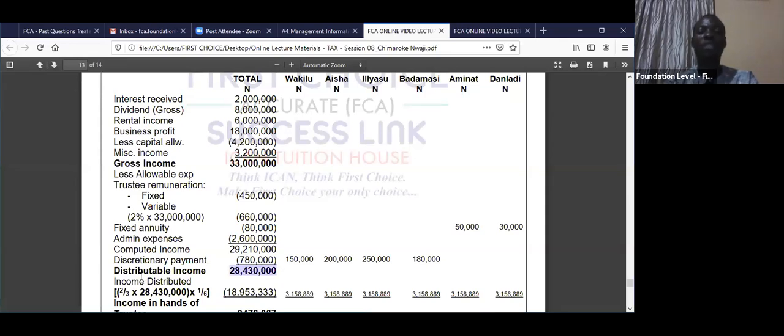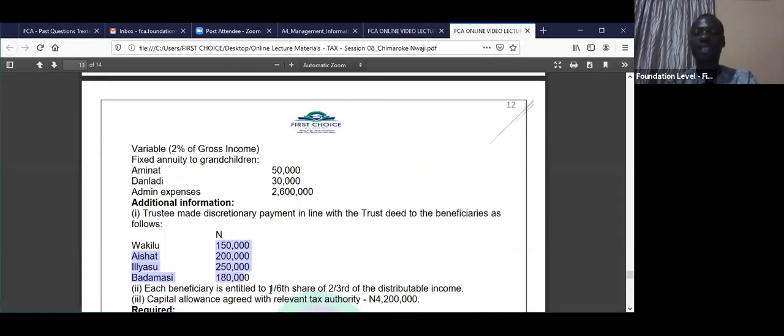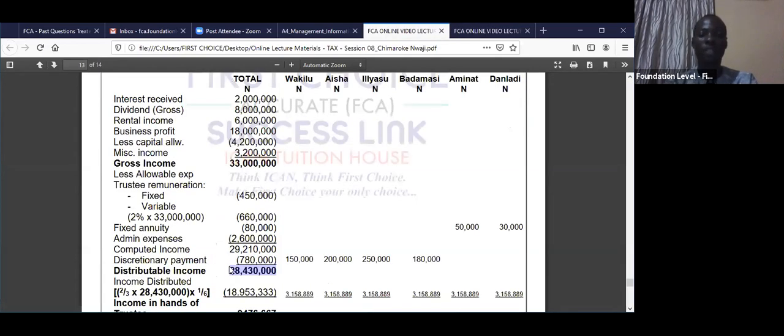Now, income distributed. The question says here, 1/6 share of 2/3 of the distributable income. So what you do, you have to get 2/3 of this income and share it by 6. So how did I do it? This is your distributable income. Look for 2/3 of it. That's this. Then share it by 6. Anything you get, that is what we placed here.